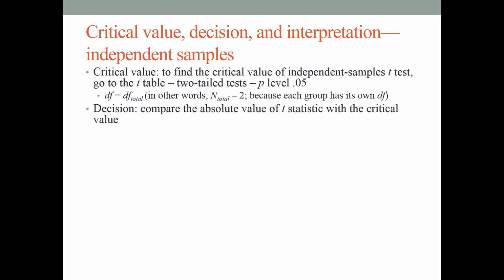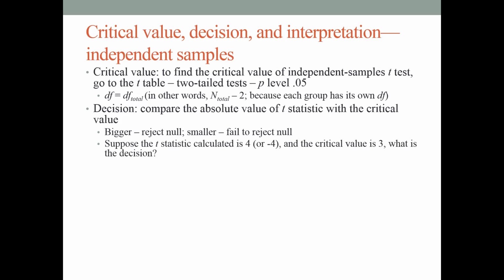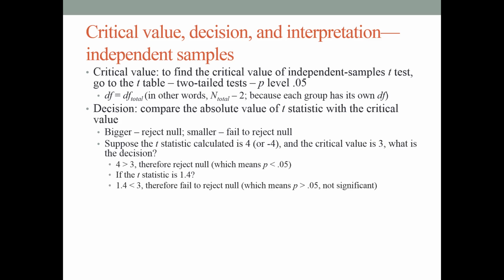Now, for the decision, compare the absolute value of the t statistic with the critical value: bigger, reject null; smaller, fail to reject null. So again, if the t value is 4 or -4, right? The critical value is 3, then it's bigger than 3, so reject the null. If t is 1.4, which is less than 3, we fail to reject the null.